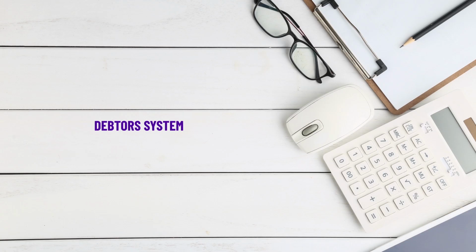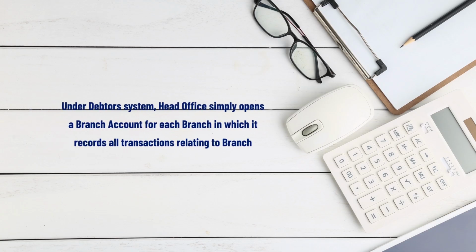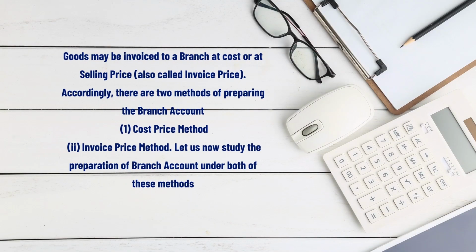Then the third one is the debtor system. Under the debtor system, the head office simply opens a branch account for each branch in which it records all transactions relating to the branch. It is very simple under the debtor system. Then goods may be invoiced to the branch at cost or at selling price, which is also known as invoice price. Accordingly, there are two methods of preparing the branch account.